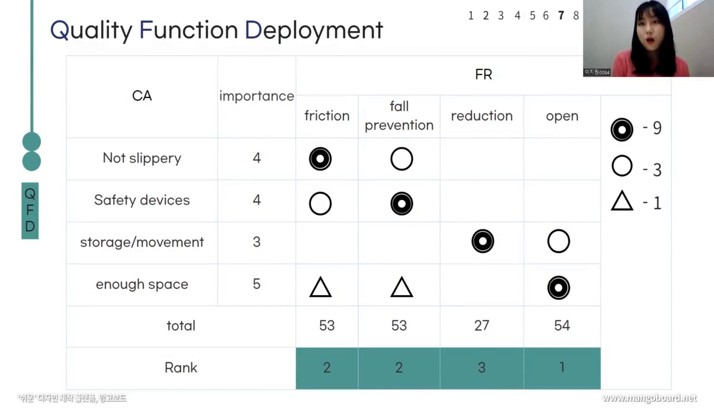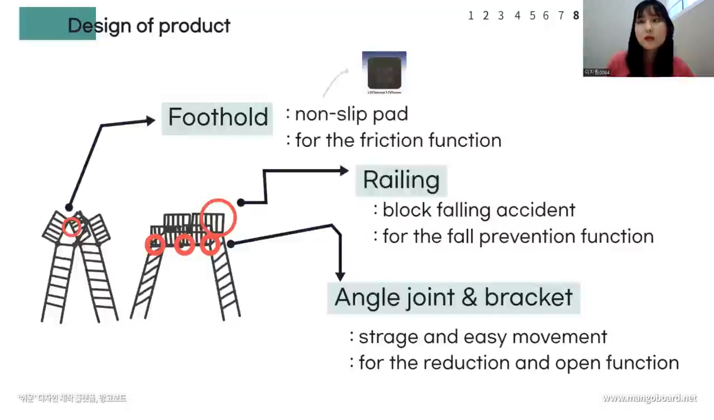To fulfill the FRs I mentioned, we designed the ladder foothold with a non-slip pad so that people cannot slip easily. Also, we made a railing to block falling accidents and also a 6-angle joint bracket and hinge for storage and movement. The weight of it is constant by opening the foothold while the space is widened. Also, there were no extra members when the ladder is folded and unfolded, and other materials were so light.